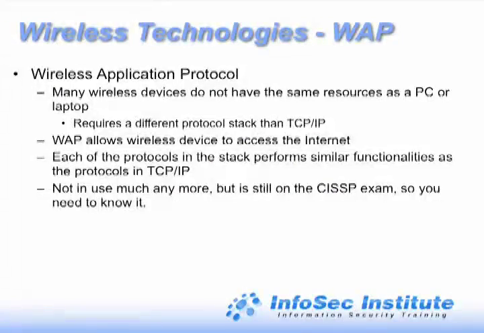So WAP, Wireless Application Protocol. It's not a wireless access point. So if you do see the term WAP in the CISSP, read the question carefully, because more than likely it's going to be the actual protocol itself. They're usually going to use AP or access point for the wireless device. But if they're talking about hardware, then WAP could be used.